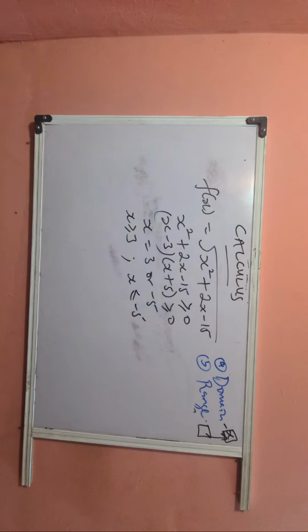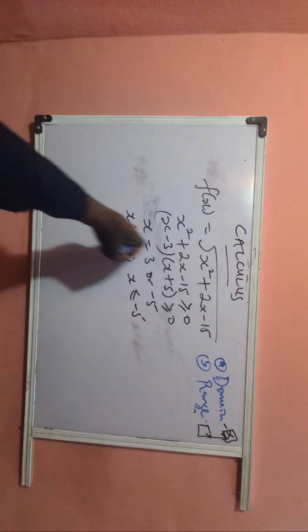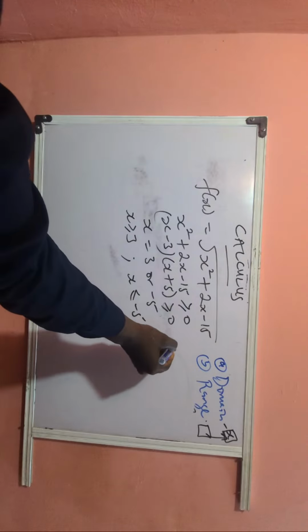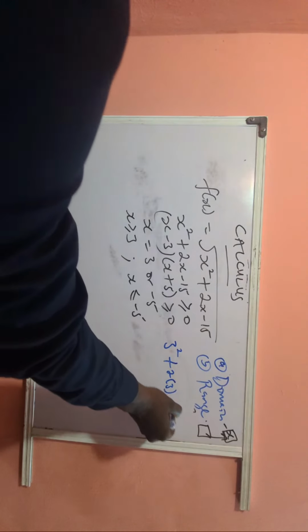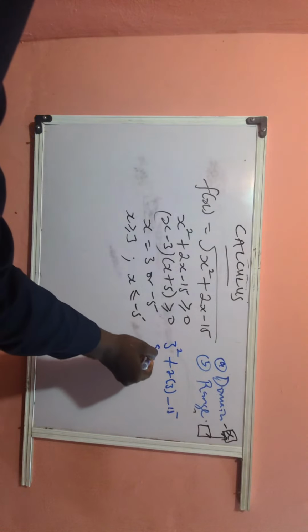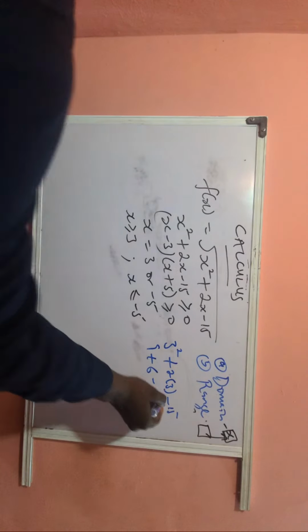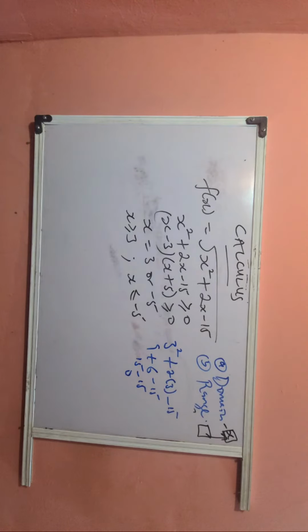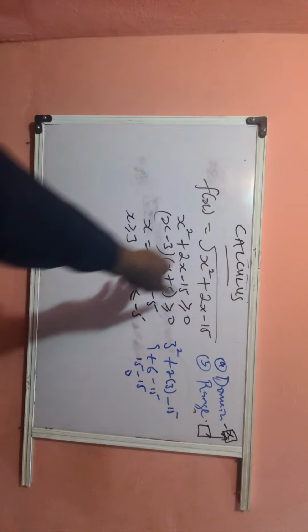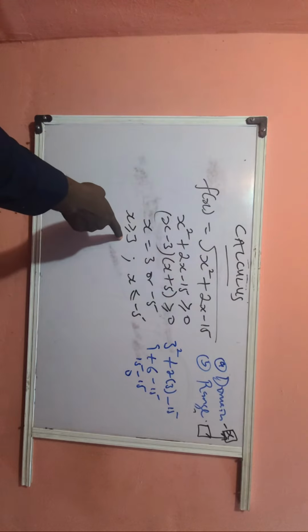Let's try and fix our value for x being 3. If x was exactly 3, we would have 3 squared plus 2 times 3 minus 15. This would be 9 plus 6 minus 15. 9 plus 6 is 15, minus 15. That will give me a value of 0, which works very well. 0 is still acceptable.